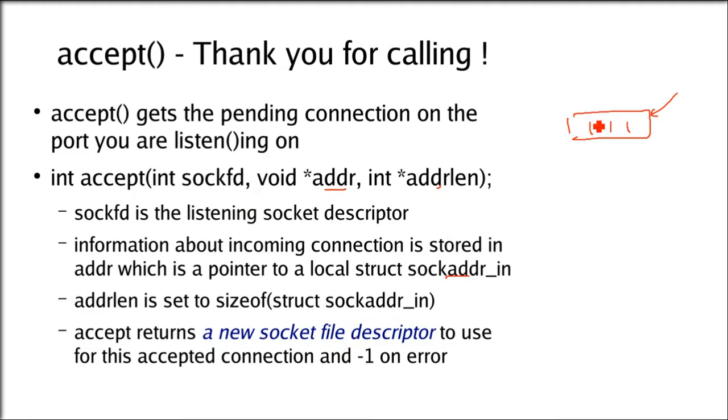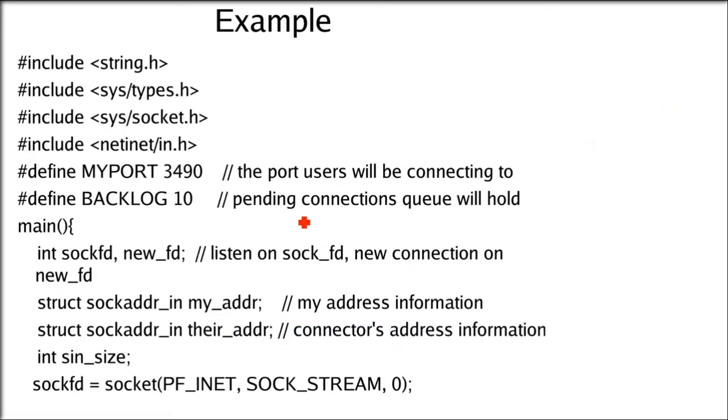Now, accept returns what? It will create a new file descriptor. Accept will return a new socket file descriptor. Remember it. Let us take an example. These are all things you have to return, and you'll get it everywhere.